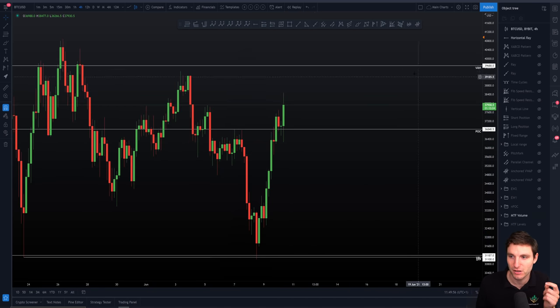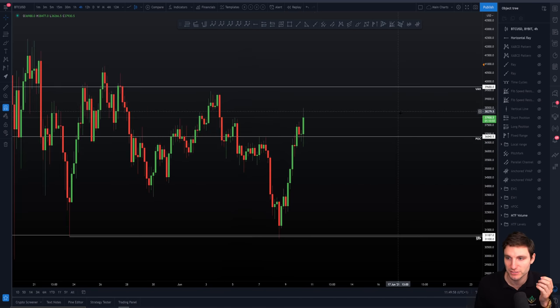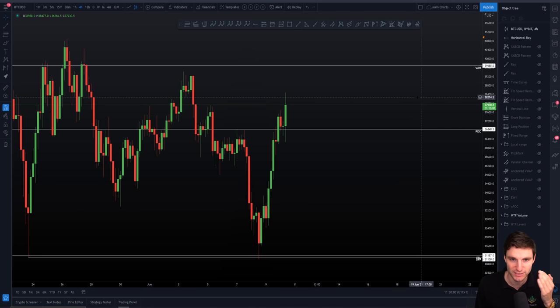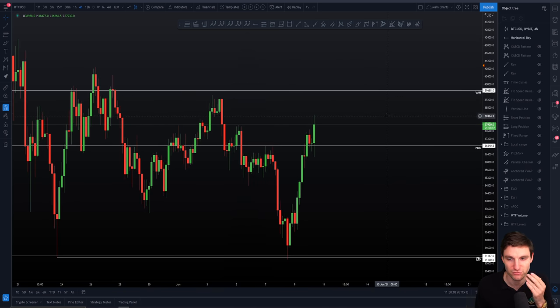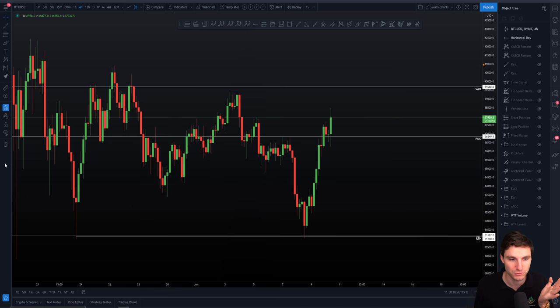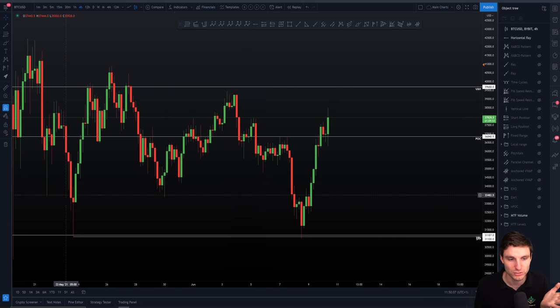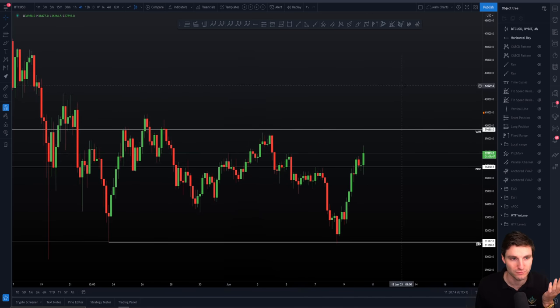We can see the value area high of this range is coming in at about $39,688. So this is the current range value area high. And if we're trading a range, what do you look for? Longs at the low, shorts at the high. If we break the range, then obviously we can move back up towards that $33,000, $34,000 level.